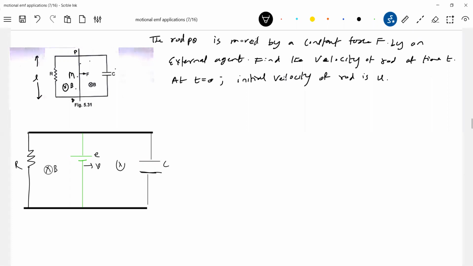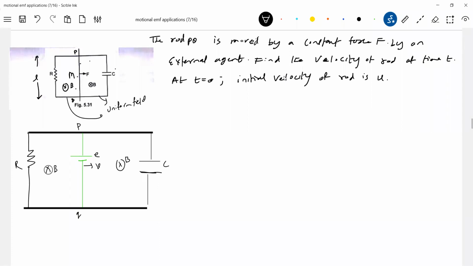There's a B bar. In both the regions, the B bar is into the plane, and B is uniform. If it were non-uniform, they would mention it. Okay, there's a rod PQ. The length of the rod PQ is l, and there's no resistance. If the resistance of the rod were there, they would have mentioned it. Now, how do we apply Faraday's law?